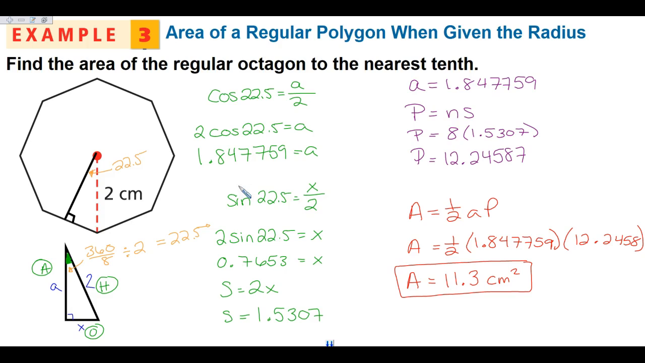All right, so you have seen so far the 3 different ways that you could be given information about a regular polygon. Given the radius, which we just did, given the apothem, and given the side length. Please make sure you look over these last 3 examples to see how they differ, compare and contrast them. We will work with them in class tomorrow. But if you have questions on them, go ahead and write that down now.